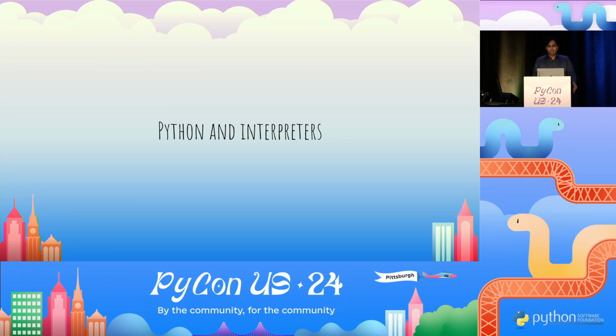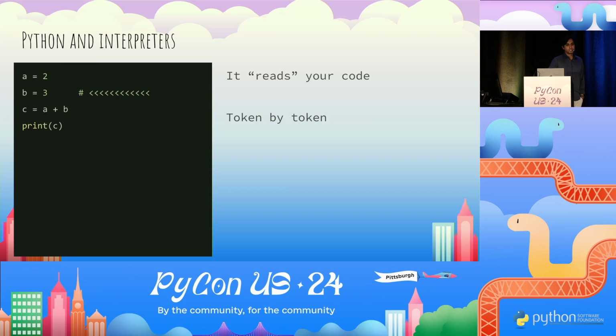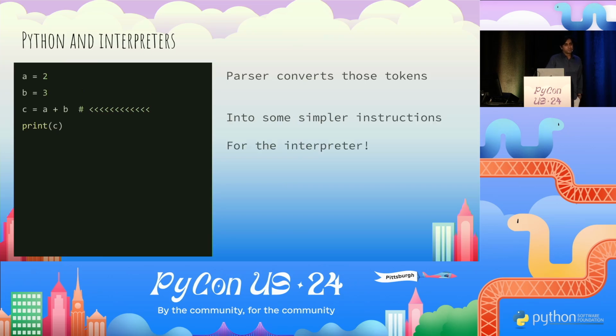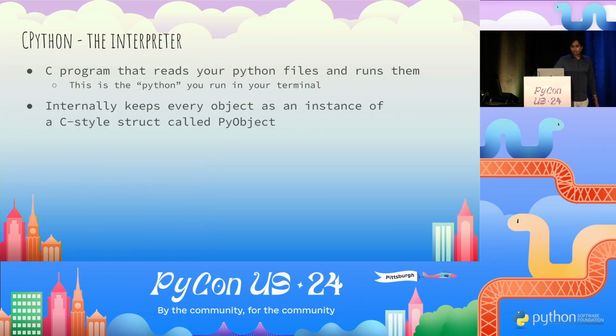Python, the language we know and love, is an interpreted language. There's something called a parser, which is reading your code token by token. It's trying to convert those tokens into some simpler instructions for this thing called the interpreter. And the interpreter is executing those instructions and maintaining some internal state about your variables and your program. That's what Python is. Or, in more technical terms, CPython. That's the program that you invoke when you type Python in your terminal, or in 99% of the cases where you're using Python, that's the thing that's running.